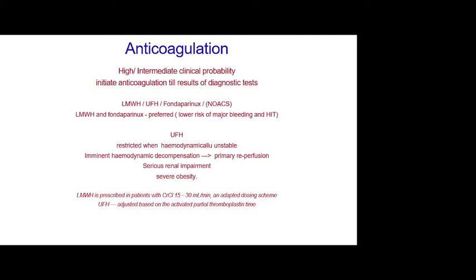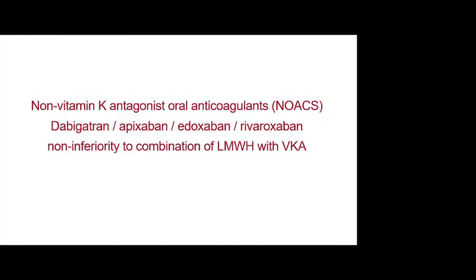When it comes to parenteral anticoagulation, we can use low molecular weight heparin, unfractionated heparin, and fondaparinux, and novel oral anticoagulants. So fondaparinux and low molecular weight heparin are preferred due to low risk of major bleeding and heparin-induced thrombocytopenia. Unfractionated heparin is usually restricted to patients who are hemodynamically unstable, requiring primary reperfusion, or with severe renal impairment or severe obesity.